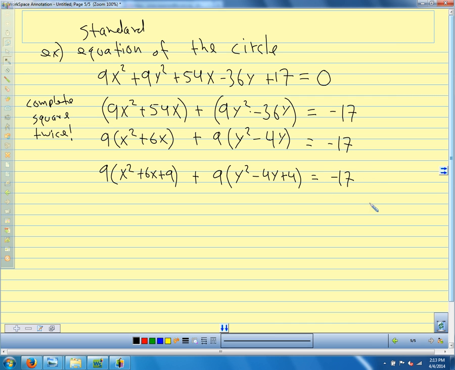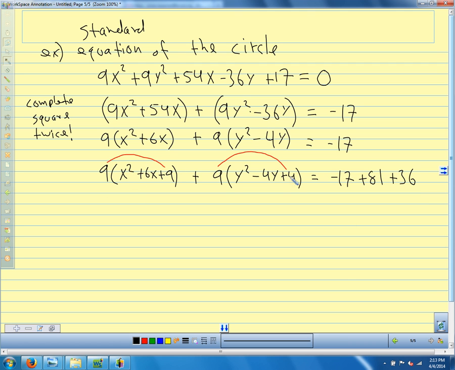Well, what do I have to do when I complete the square? I added some stuff to this side of the equation. I have to add to the other side of the equation, so I still have an equation. And what I have to be careful of is this 9 is multiplying that 9 is multiplying that 4. So what I added to this side of the equation is 81 here, and I added a 36 here. So I need to add a plus 81 on this side and a plus 36 on that side.